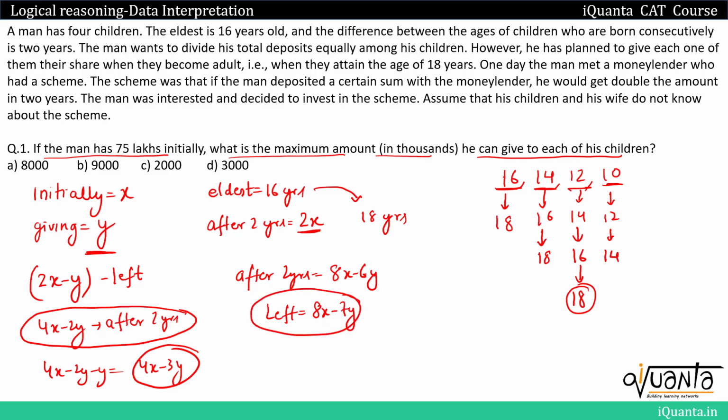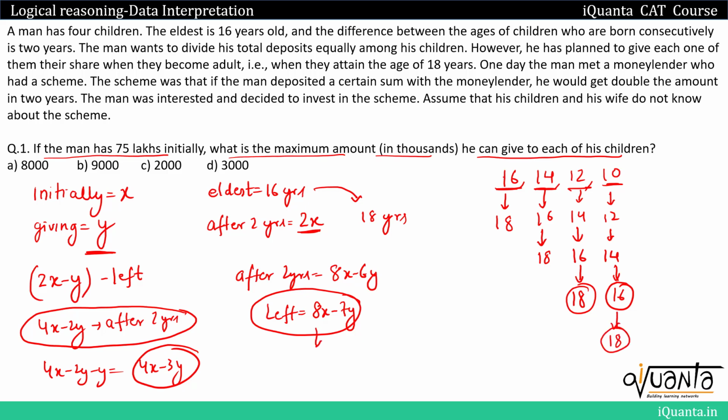He has given away y rupees to his third child as well. So now in the same 2 years, this 14-year-old child became 16 years old. Now at last, the last child will be given his share of money. So he will be given his money after another 2 years when he will become 18 years.